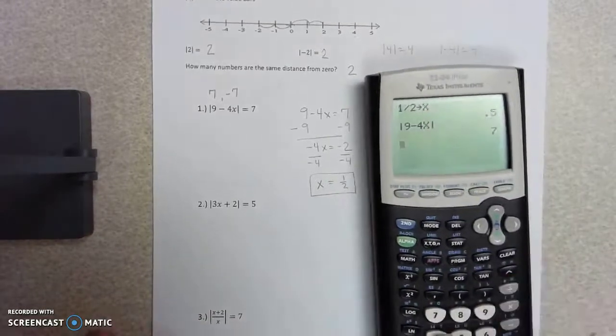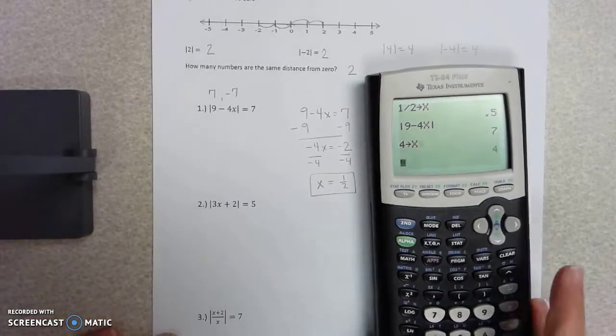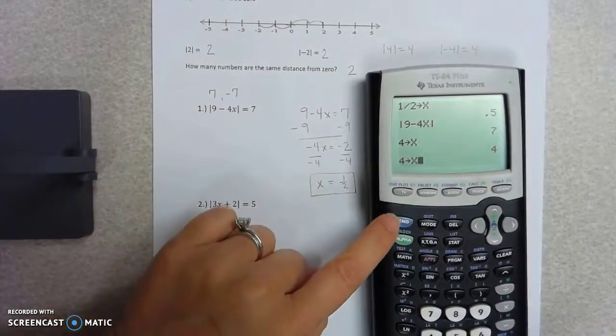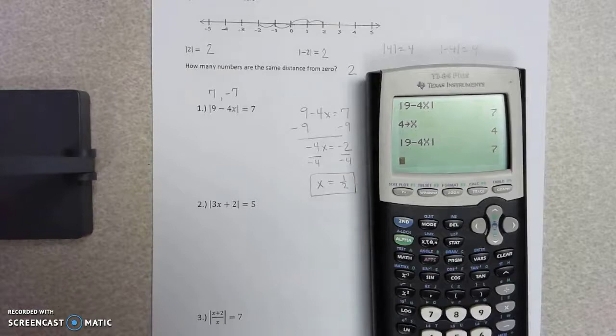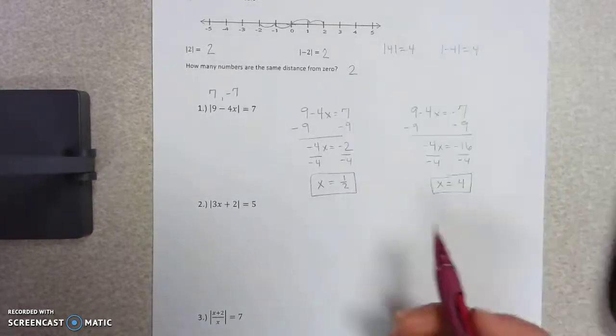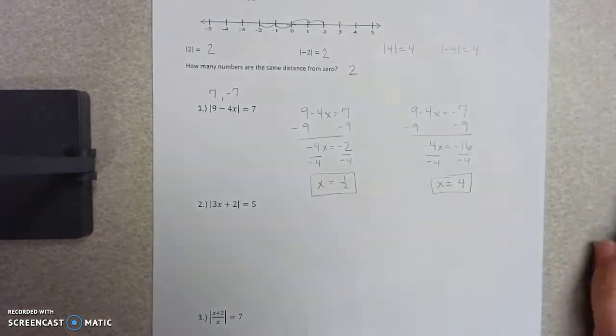Then I'm going to try the same thing with 4. I'm going to store 4 in x, and then I can just recall my absolute value using second enter. That way I don't have to retype it all. I hit enter, and I get 7. So then I know that both of my answers, 1/2 and 4, are correct.